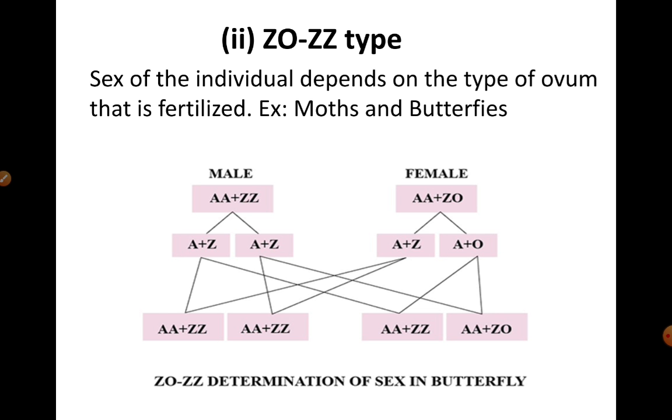And here also the progeny that is produced will be in a 1:1 ratio. And like this, the chromosomes, if the males are heterogametic, play an important role in determining the sex of the offspring. Similarly, when the females are heterogametic, here the ova play an important role in determining the sex of an individual. That's how chromosomes play a very important role in determining the gender or the sex of an organism.